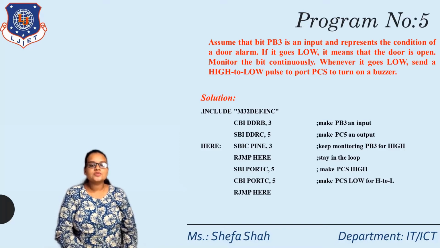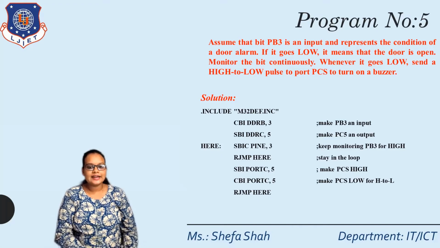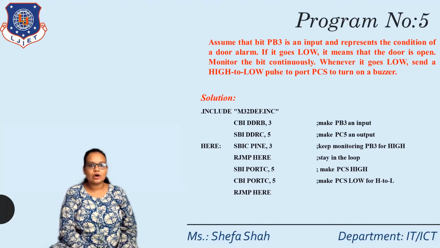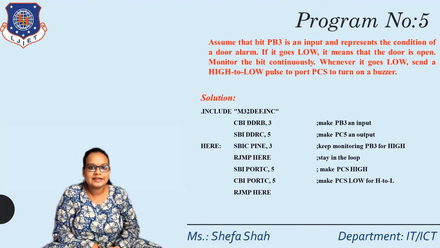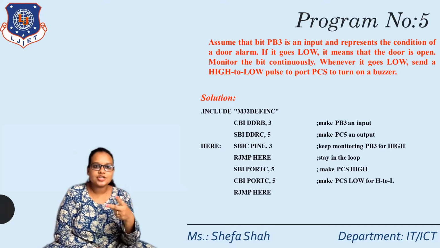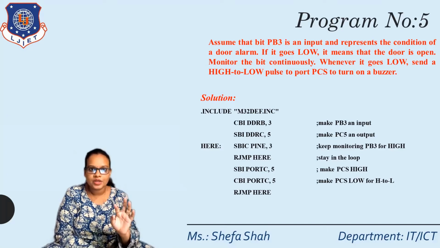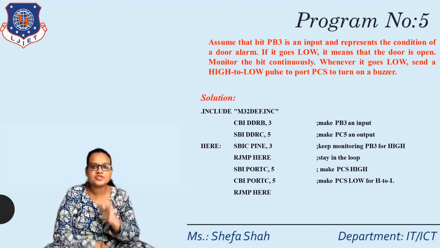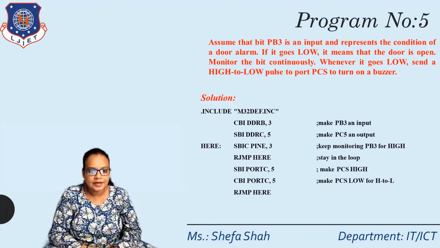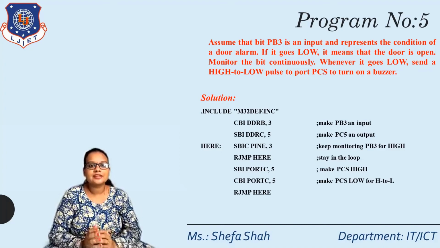So first of all we need to make port B third bit an input bit. So we will make 0 in DDRB. So CBI DDRB comma 3. Then we need to make PC5 the output port. So we can use SBI DDRC comma 5. Make sure these CBI and SBI instructions are used for a particular bit number only. Whenever we need to make a whole port input or output, we need to use the LDI instruction and OUT instruction, which we have seen in the previous examples. Clear? Now, what we need to check here is whether PB3 is 0 or not.